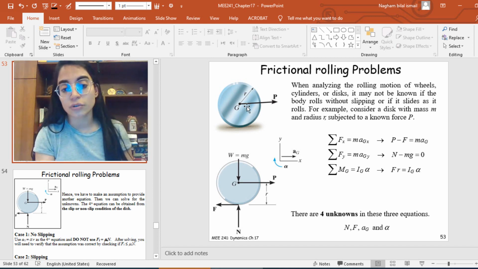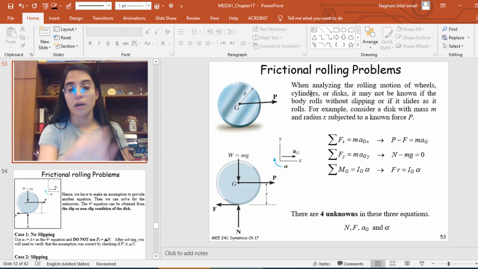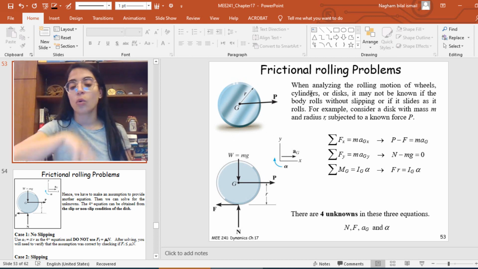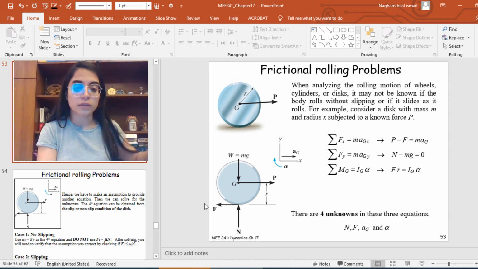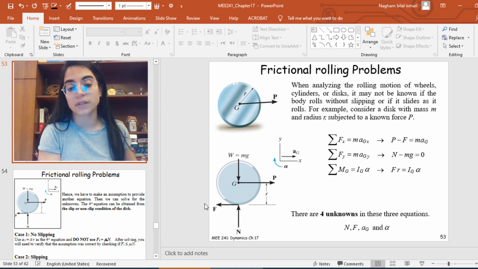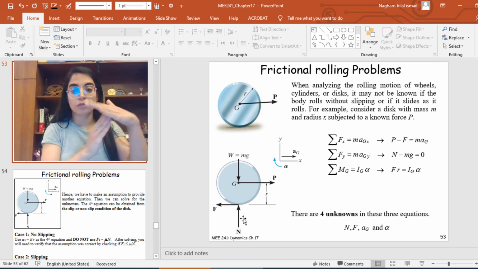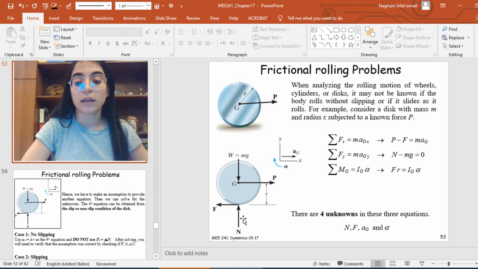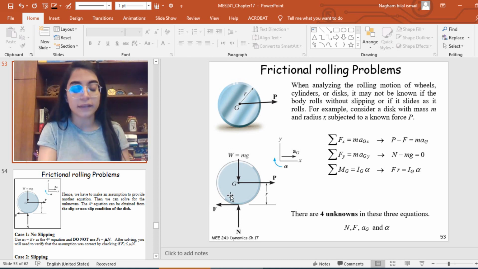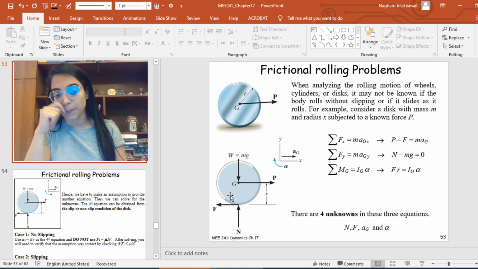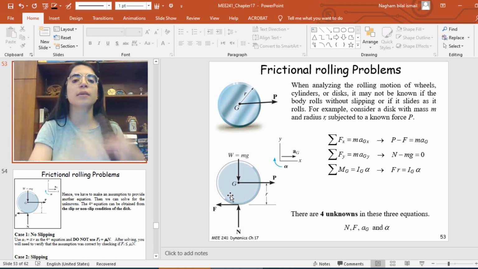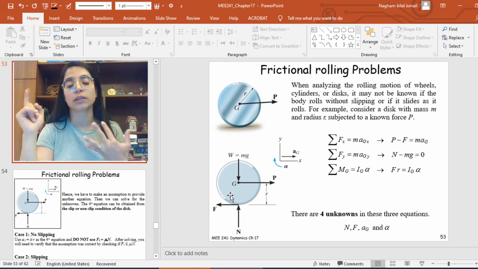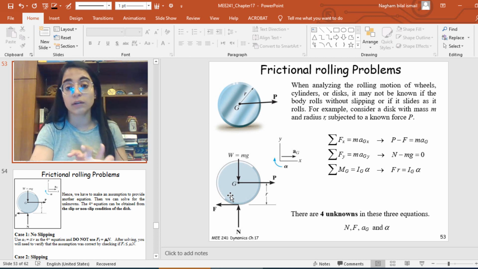Now, what are the forces exerted on this disk? I'm going to have the towing force, or the force that causes this rolling motion. Let's say it's P. I'm going to have a frictional force, which is, of course, opposite to the motion. I'm going to have the normal force from this horizontal contact. And, of course, I'm going to have the weight of this wheel or of this cylinder. Now, if I want to apply the equations of a general plane motion, I have sum of Fx equal to m a_gx, sum of Fy is equal to m a_gy, and the sum of moments will be equal to Ig alpha because I have a rotation.